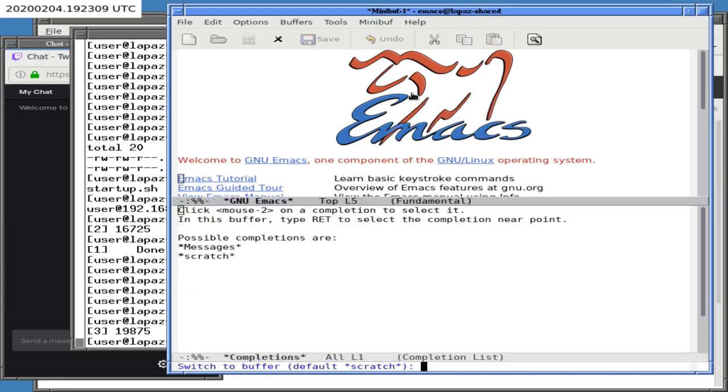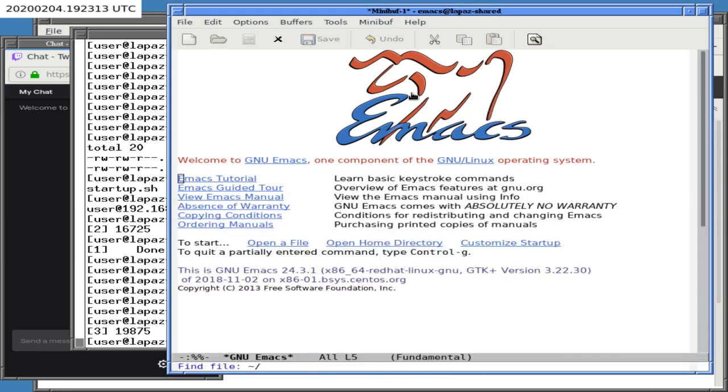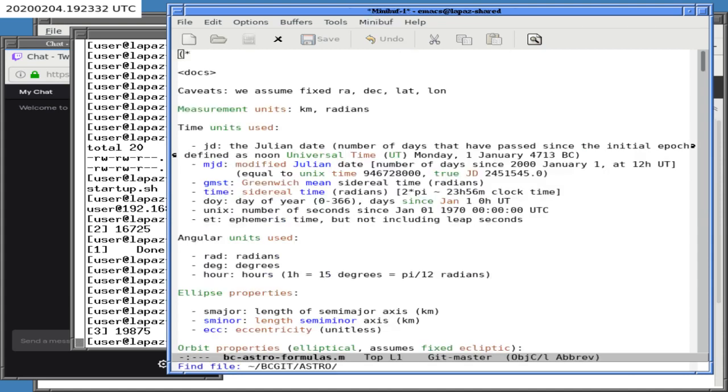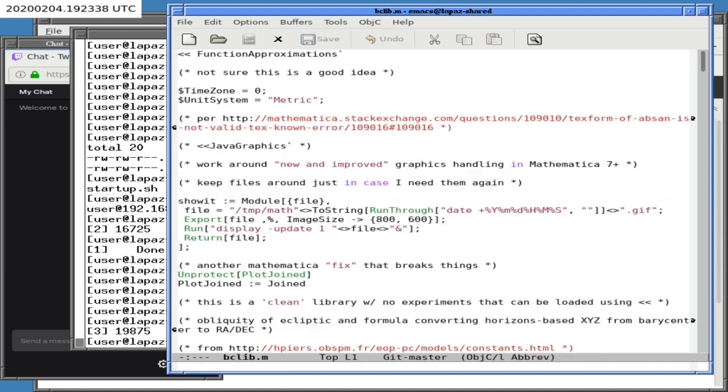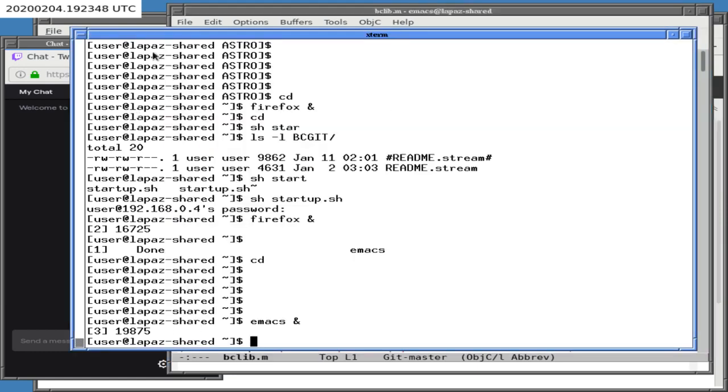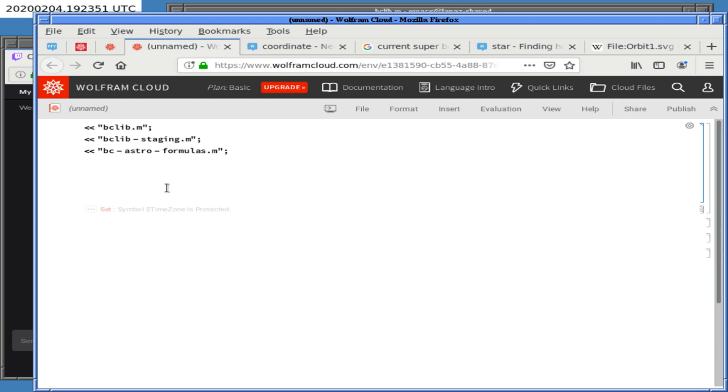Let's see. There is a way to make Emacs remember its session, but I don't think this is going to work actually. Yeah, no. Anyway, okay. Oh wow, time zone equals metric. Unit system equals metric. It does let me change that for some reason. I just want to make sure the system time zone is Greenwich Mean Time, not my personal time, because that's easier. But now, let's see if we can say RA, there we go. Now we have our beautiful function that we can use for testing purposes.